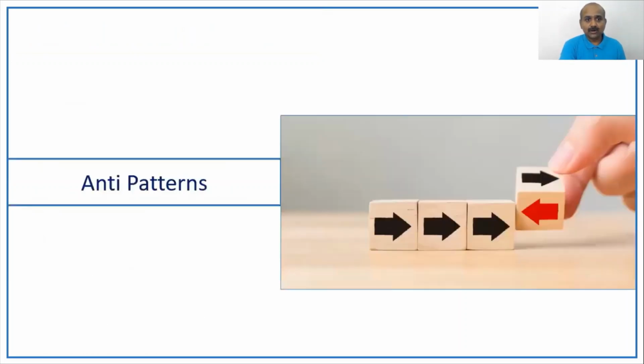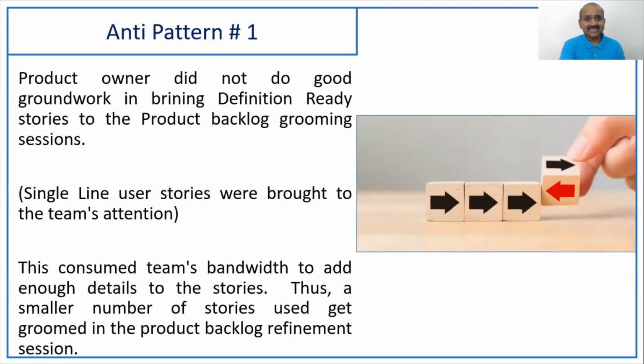Now, friends, I want to talk about the anti-patterns, the don'ts. We're going to talk about 9 anti-patterns. The first anti-pattern is the product owner brings up single-line user stories. He doesn't do his groundwork. He just writes it out and brings it up.